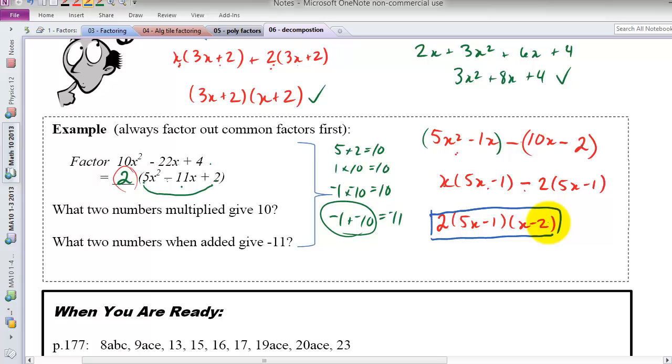factored out. And we can multiply everything through just to double check. So we have 5x times x is 5x squared, times 2, so that's 10x squared. 5x times negative 2 is negative 10, times 2 is negative 20x. Negative 1 times x is negative x, times 2 is negative 2x. Negative 1 times negative 2 is 2, times 2 is 4. So we get 10x squared minus 22x plus 4.